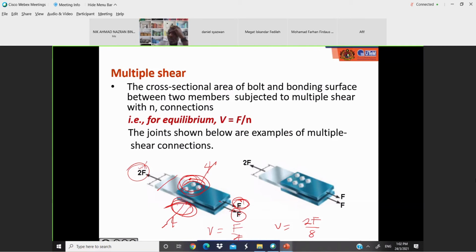Okay. So here, what is your V here? Here, what is your V? F divided by, hello? Okay, F divided by 6 or 2F divided by 12. Thank you. So you can have single or multiple depending on the problem. So it is F over 4, and here is F over 6 or 2F all over 12.